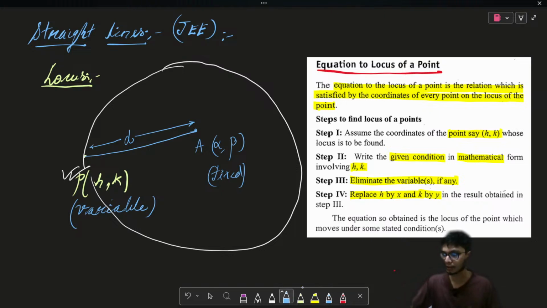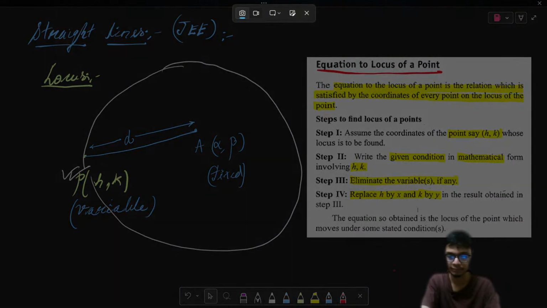So maybe I will discuss some problems in order to understand this particular concept of locus, right? So let me ask you some problems. Let me give you a simple problem to begin with in the class.